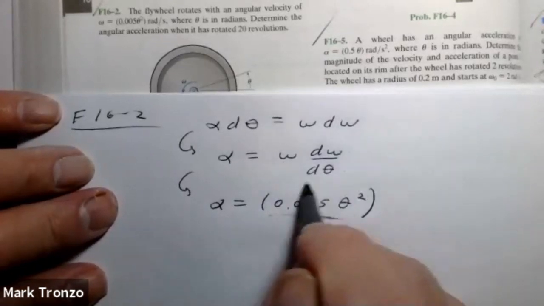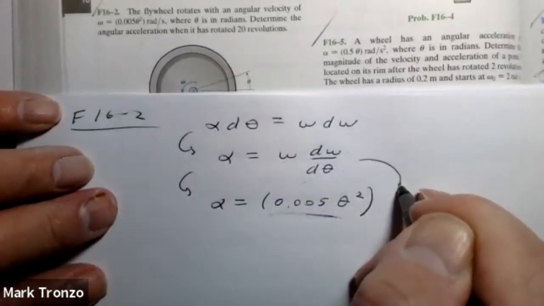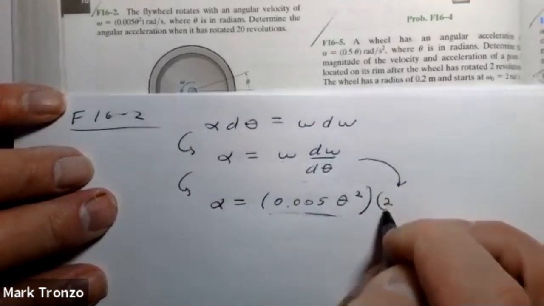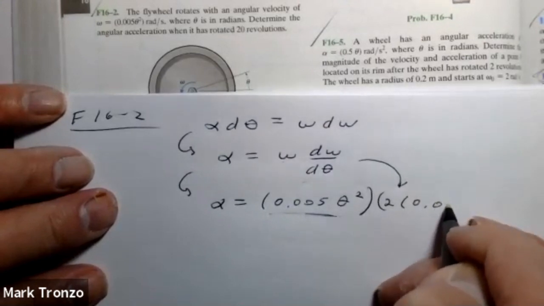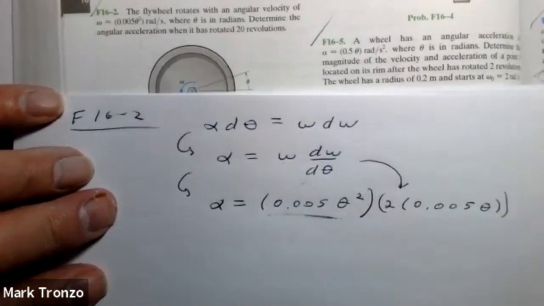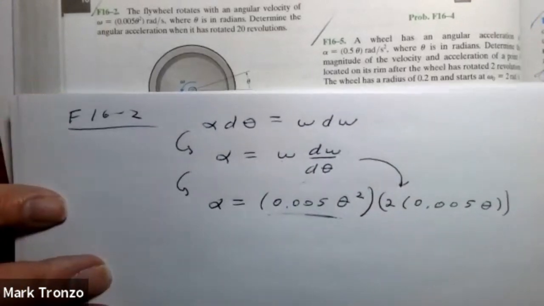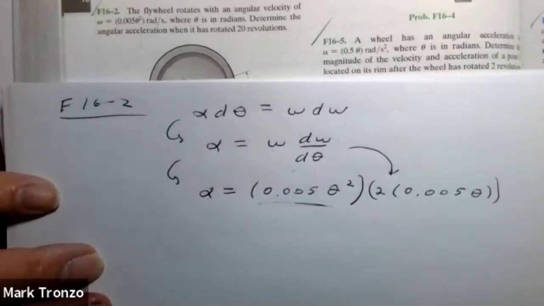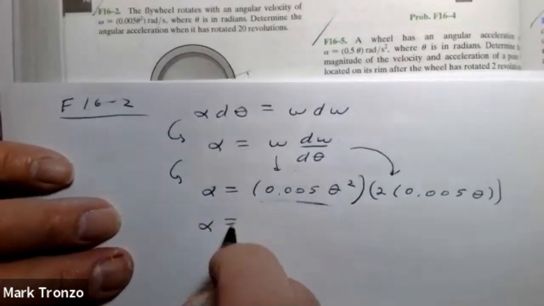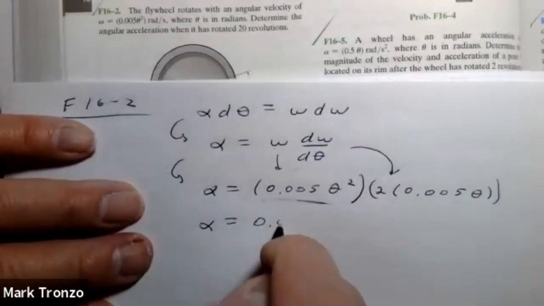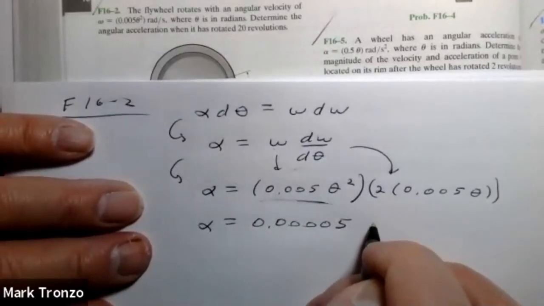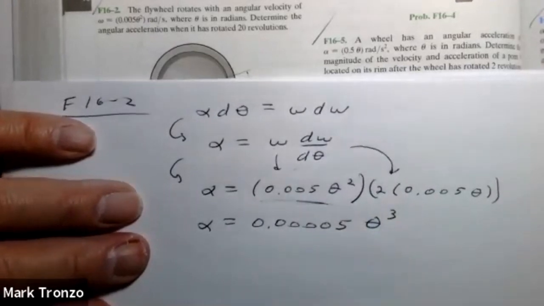So we'll have to take the derivative of this. If we just bring the two forward, the derivative of omega is going to be 2 times 0.005 theta, like that. And if we put that together a little bit, that'll give us 0.00005 theta cubed.